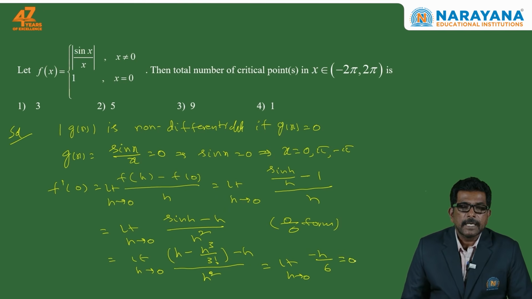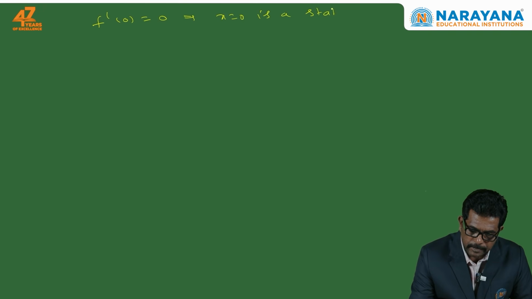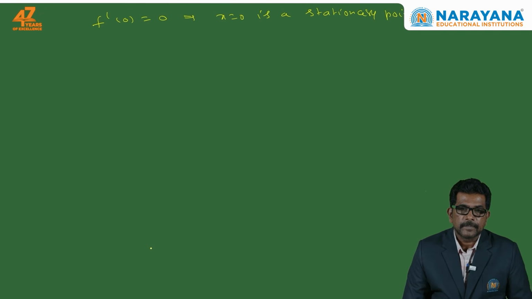In this case, at x is equal to 0, the function is differentiable, but the derivative of the function at x is equal to 0 becomes 0. By the definition of the stationary point, x is equal to 0 is also a critical point. f dash of 0 is equal to 0, it implies x is equal to 0 is a stationary point. Every stationary point is also a critical point.